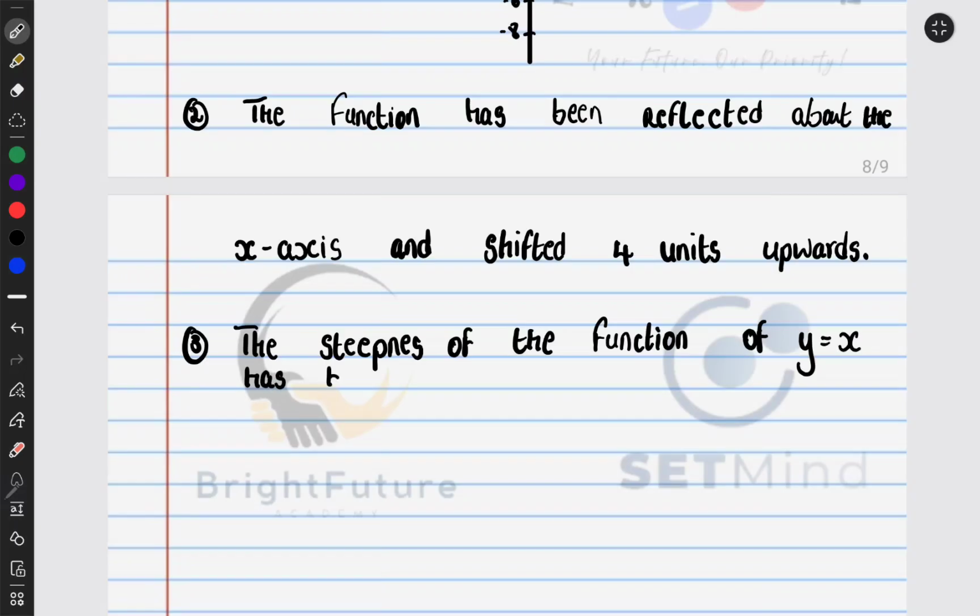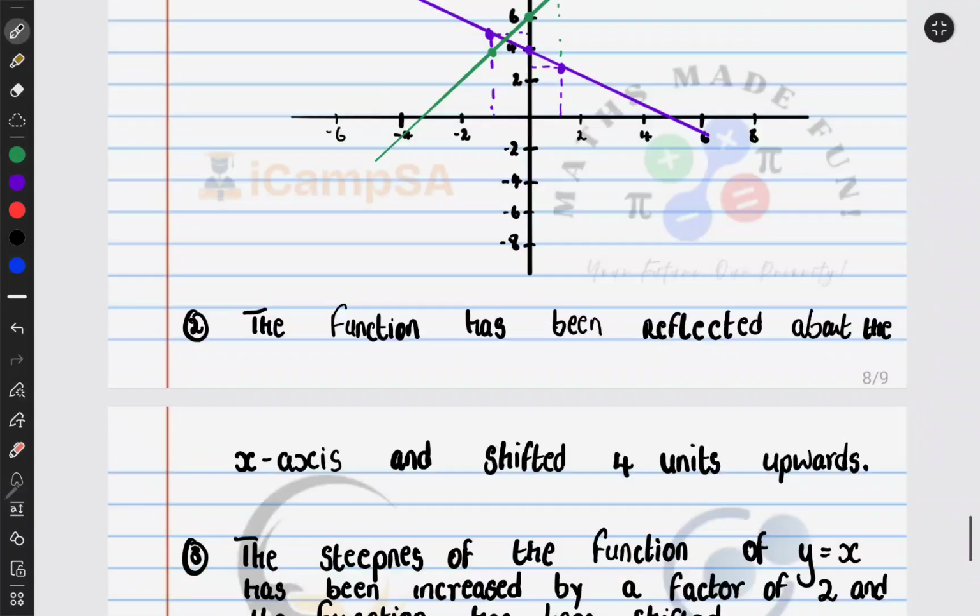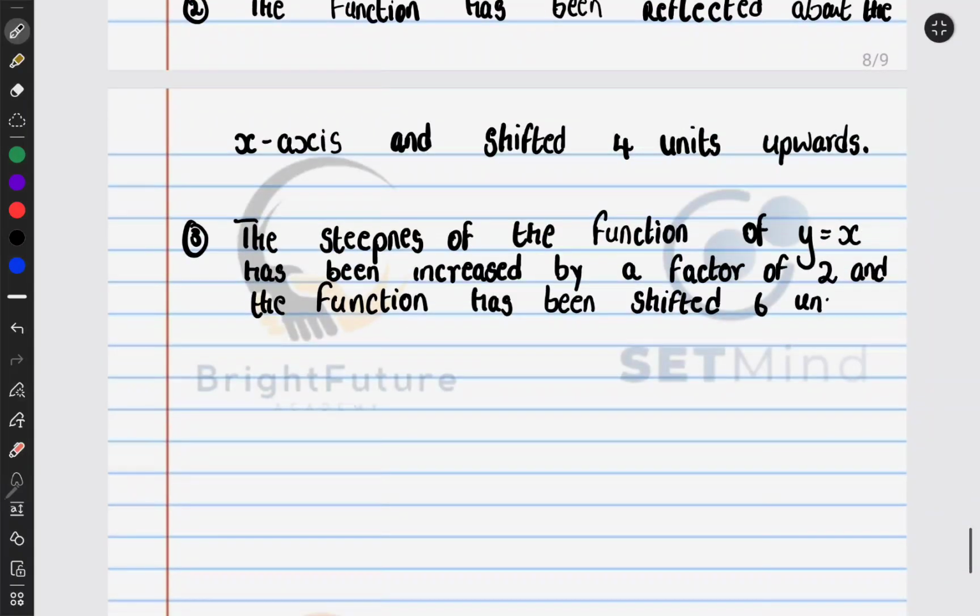has been increased by a factor of 2, and the function has been shifted 6 units upwards.